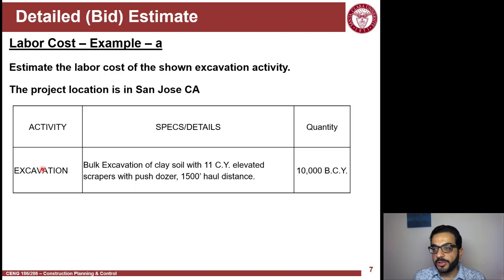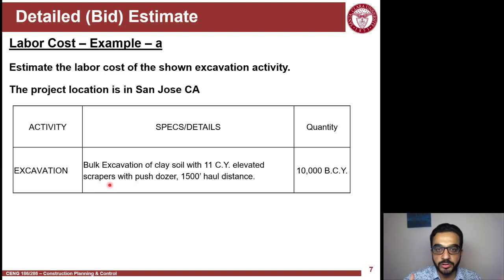In this example here, we have an excavation activity. It's a bulk excavation, which means it's a big amount of excavation. It's not focused on an area or trench. So it's a bulk excavation of clay soil. The type of soil makes a difference here. With 11 cubic yards elevated scrapers. It's one type of earth moving equipment. It's not like a truck, but it acts like a truck. It loads itself without the help of an excavator.